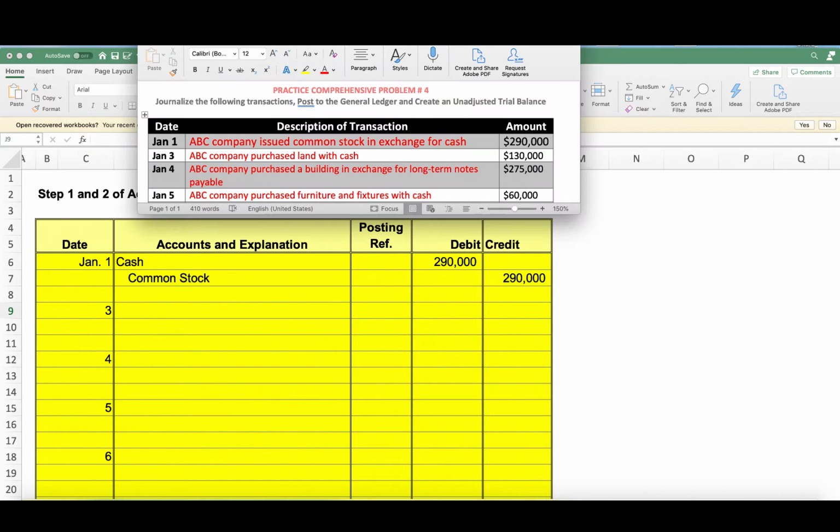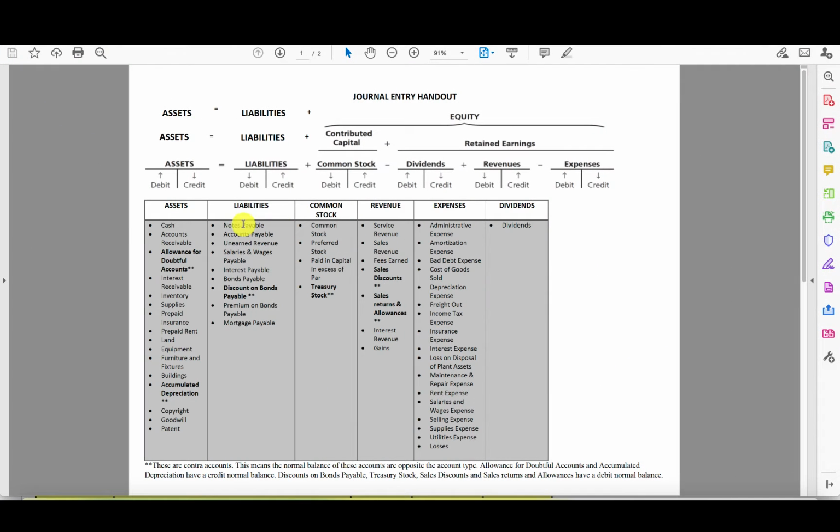Okay, here's the next one. ABC Company purchased land with cash. What's happening here? I'm receiving land and I'm giving cash. So if we look at the journal entry handout, cash is going down because I'm giving cash. Cash is an asset, so I credit. Land is an asset. Land is going up. So since it's an asset, I debit. I debit to increase the asset. I credit to decrease the asset. So I'm going to debit land because land is increasing. I'm going to credit cash because cash is decreasing.